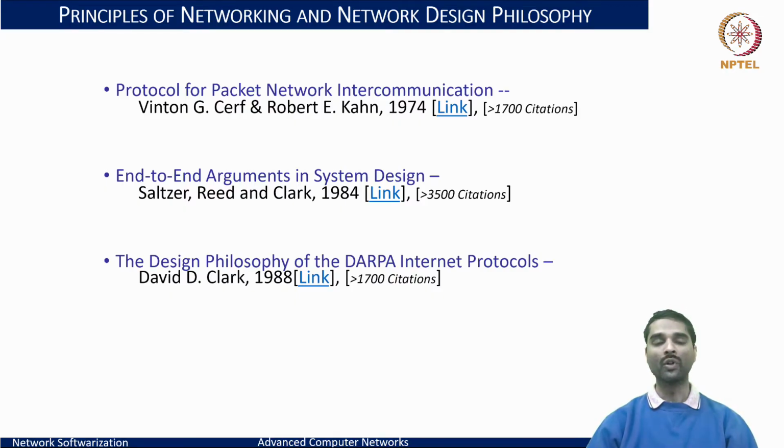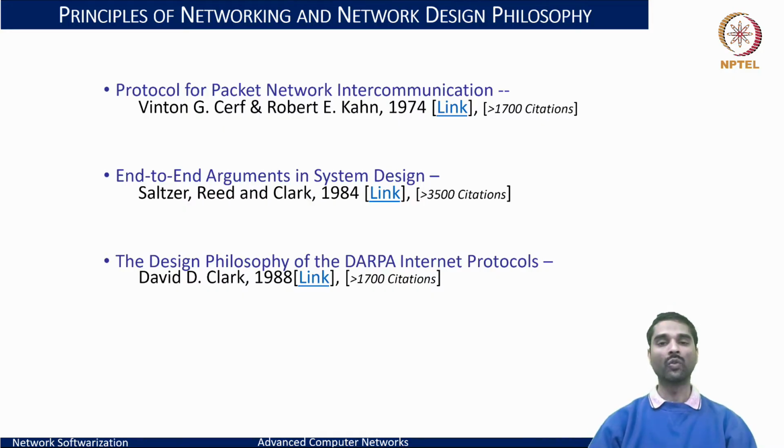And then the 2 other papers, the end-to-end arguments in system design, which is the most cited work. As you can see, roughly it has garnered more than 3,500 citations. And the reason being that it is the core principle that theorized what it means to provide the functionalities for the network. We will look into this in detail as we go.